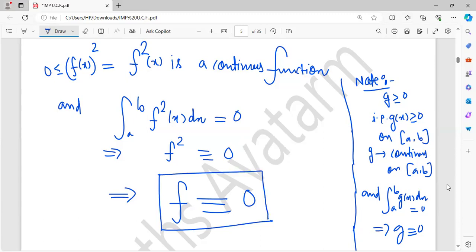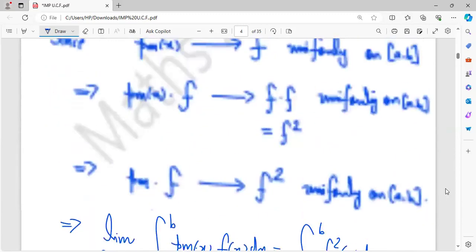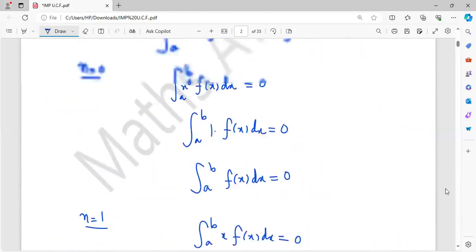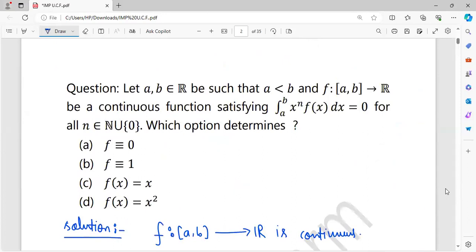Now you tell me which option is correct. Option A is correct. f is identically equal to 0. So this is a very important question, and we have done it. We found that f is 0.